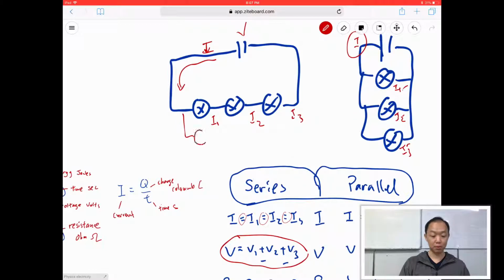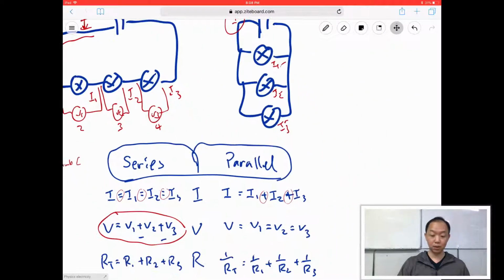Let's say I set up a voltmeter here, V1, V2, V3. So let's say for example V1 is 2, this one is 3, this one is 4. What's the total voltage at the battery? You take 2 plus 3 plus 4, so that's 9 volts. Okay, that's what it means.